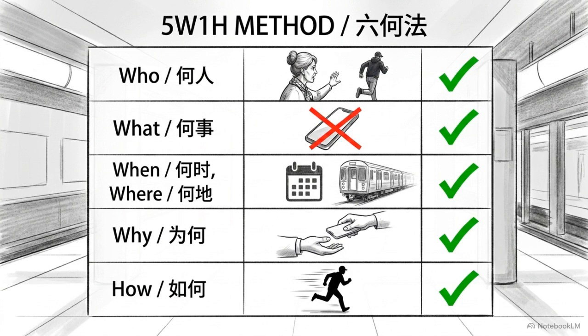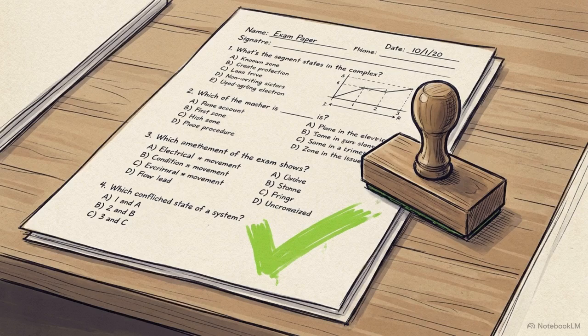Why did it happen? She lent him her phone without a second thought. And how did it resolve? The man took the phone and ran away. Applying this rigorous framework forces you to put every necessary detail on the page. The examiner will never be confused by what actually happened, protecting your baseline score.